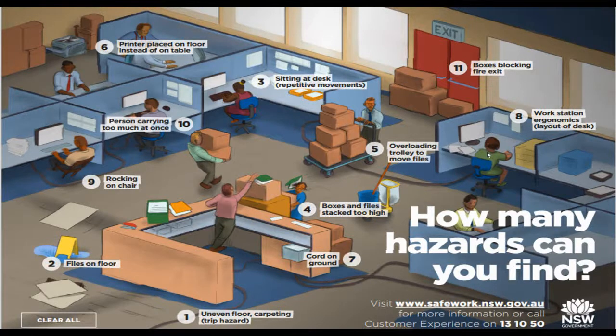Then number 9, rocking on chair. And this one is the human factor. Dia sendiri yang buat benda tu. So falling down is the risk. And then number 10, a person carrying too much at once. So this one is an ergonomic hazard.